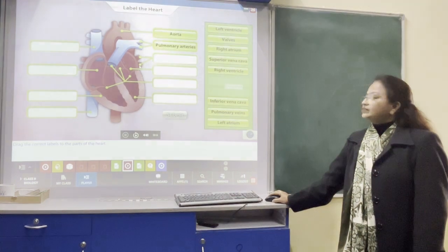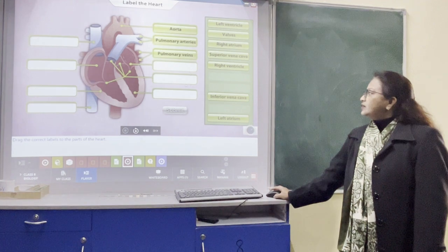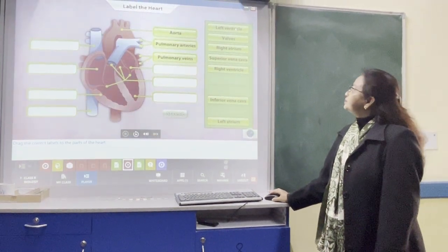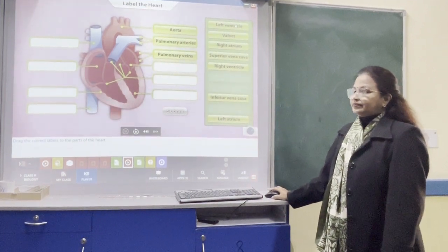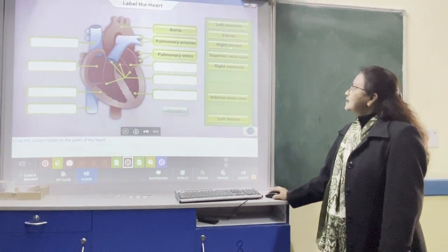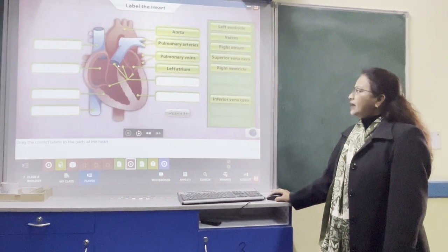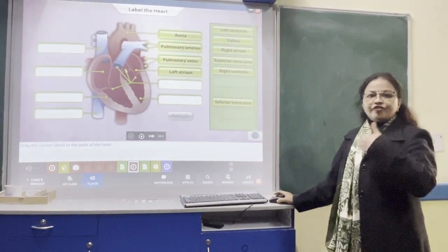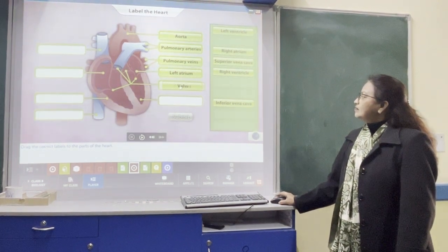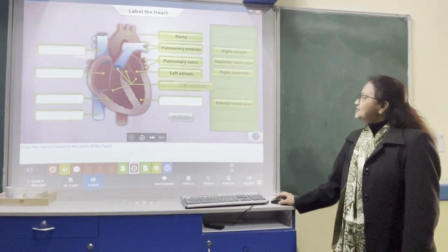Next. Very good. What about this? Left atrium or right one? Left. Ventricle, no. This is left atrium. Next. What are these? Which prevent the backflow of the blood? Valves. What is this chamber called? Left ventricle. Right.